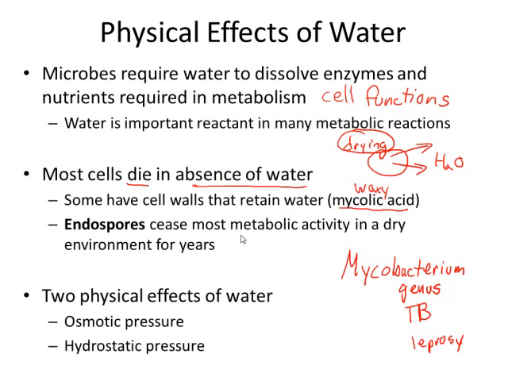This is why somebody with TB, if they cough, that bacteria can stay airborne for longer periods of time because the dry air will not be able to easily suck water out of that bacteria. Some bacteria also produce endospores, which allow them to survive a dry environment. Genera of bacteria that produce endospores, you may remember, are Bacillus and Clostridium.